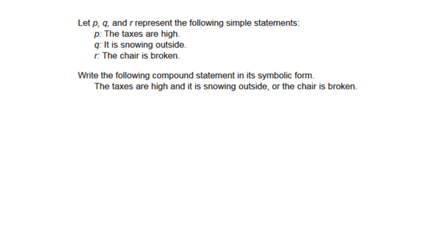So we need to be careful here. There is a comma that tells you that you have a little hesitation. So let's deal with everything in front of the comma first. It says the taxes are high and it is snowing outside. So taxes are high represents P, and is a conjunction. It is snowing outside represents Q.